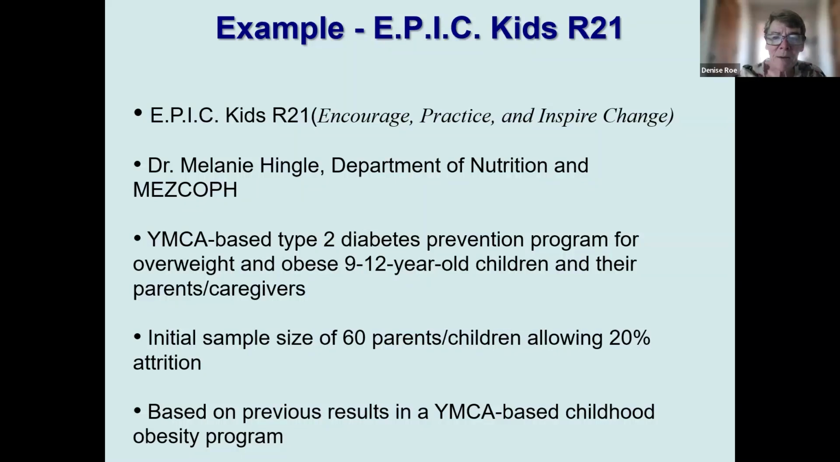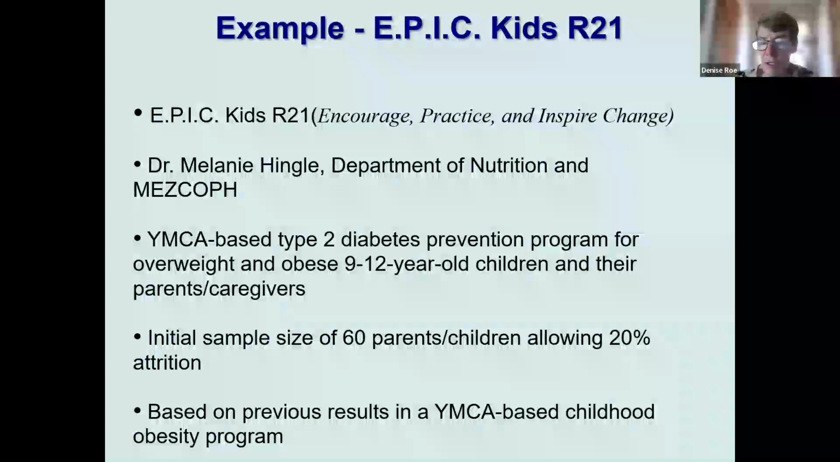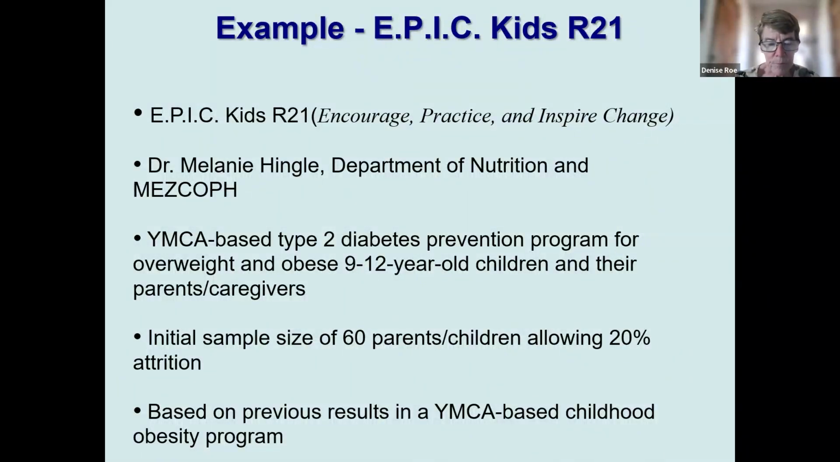All right, so this was a grant I did several years ago with Dr. Melanie Hingle in the Department of Nutrition and the College of Public Health. It was an R21 grant that we got funded. And EPIC stands for Encourage, Practice, and Inspire Change. This was a YMCA-based type 2 diabetes prevention program for overweight and obese 9 to 12-year-old children and their parents and caregivers. So in this R21, we had enough budget. An R21 is a grant that's high risk, high reward. So you'll see how we justified it, but you don't need to have as rigorous a sample size justification as you need for an R01 grant.